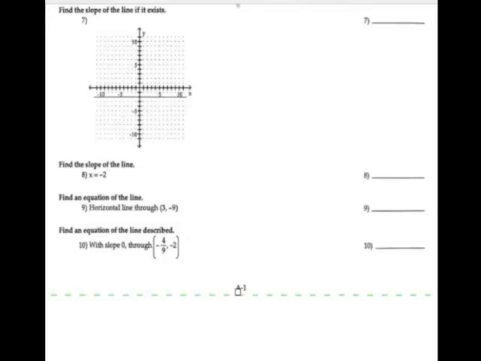It says find the slope of the line if it exists. Does it exist? Well, let's see. It's a horizontal line. A horizontal line does not rise and does not fall, so it has exactly a slope of 0. And that's such a huge thing, and I'm afraid that many of us do not get that. The slope is 0 because it doesn't rise and it doesn't fall, but it certainly has a slope. The only line that doesn't have a slope is a vertical line.